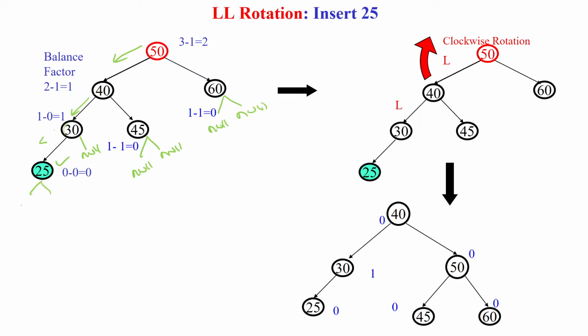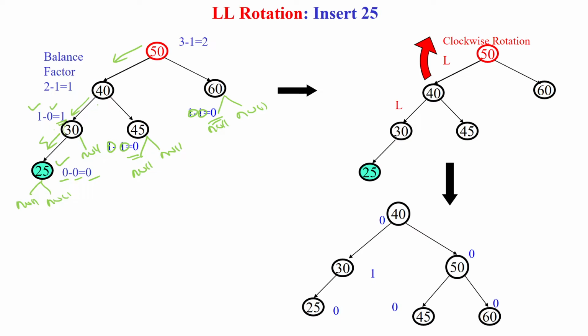Here the height of the left subtree and the height of the right subtree for 25 is 0 minus 0, which is 0. For 45 also there is no right subtree, 0 minus 0 equals 0. Here also no right subtree and no left subtree, 0 minus 0 is 0. Then the balance factor for 30: the height of the left subtree is 1, the height of the right subtree is 0. So 1 minus 0 is 1, and it satisfies the balance factor.